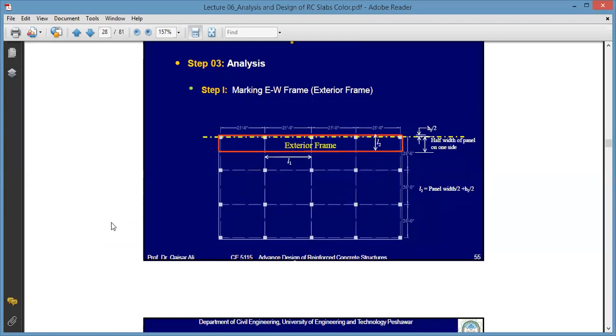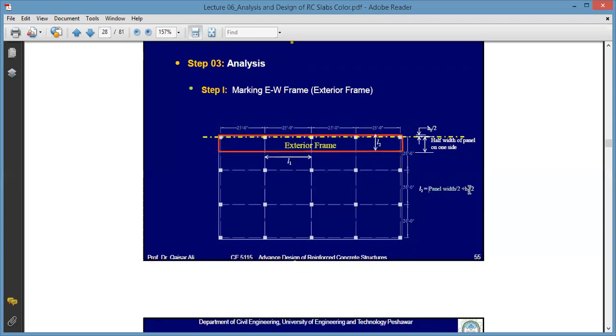Now, how to draw the exterior frame in the east-west direction? The procedure is simple, but in the exterior frame, how much will be the width? How much will be L2? L2 will be equal to half of the frame width plus h by 2. Remember, h is the thickness of this column. So you have to add half of the thickness of this column to the exterior panel.